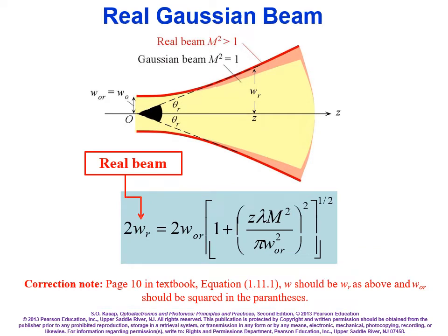So if we use a real beam, we would get an equation like this, which represents M squared, the quality factor. So this equation shows that this is for a real Gaussian beam. There is a correction on page 10 of the textbook. In equation 1.11.1, omega should be omega r as above, and omega r naught should be squared in the parentheses. So this is the exact correct equation. Just make a correction to the textbook's equation.